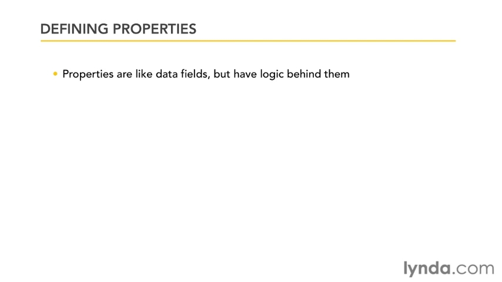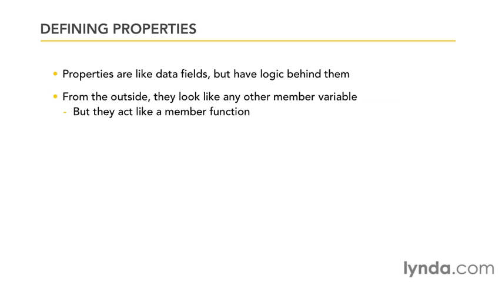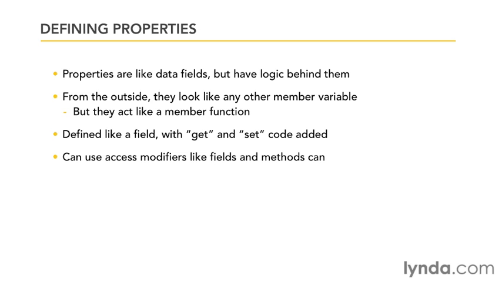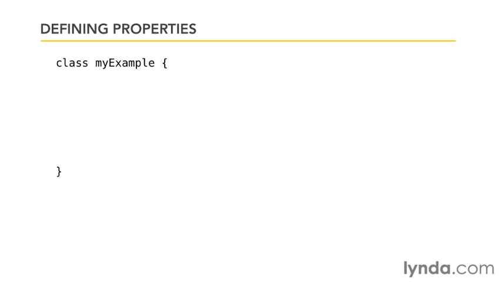Properties are essentially like data fields, but they have logic behind them. And from the outside, they look like any other member variable, but they act like a member function. They actually have code behind them. Now, you define them like you would a member variable, but they have a get and a set section of code added. And they can use access modifiers just like member fields and member methods can, and we explored those earlier. Let's take a look at an example of what a property looks like.